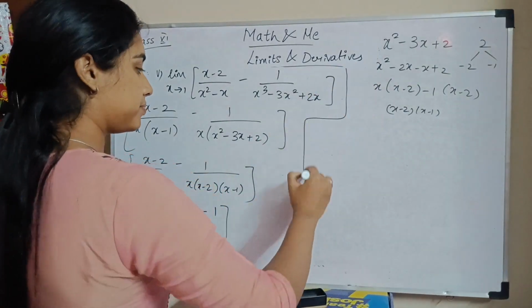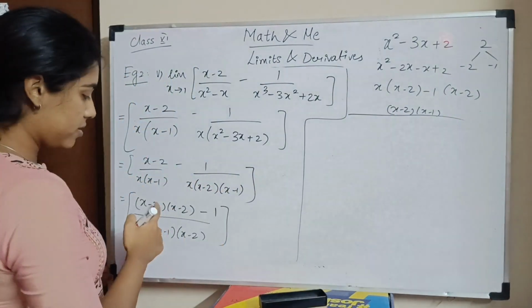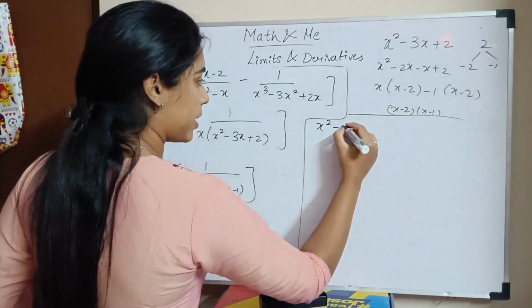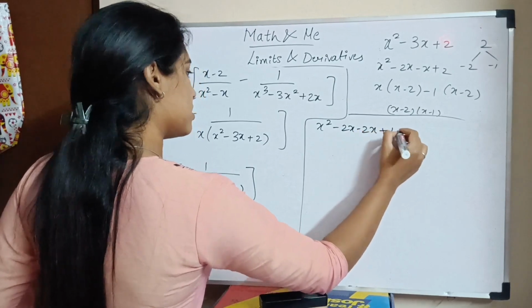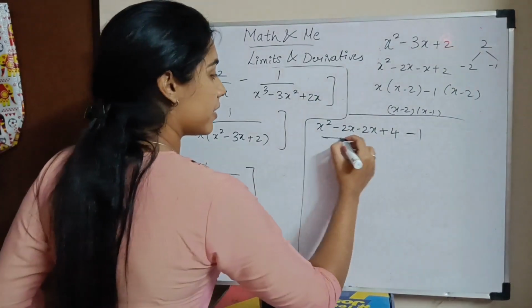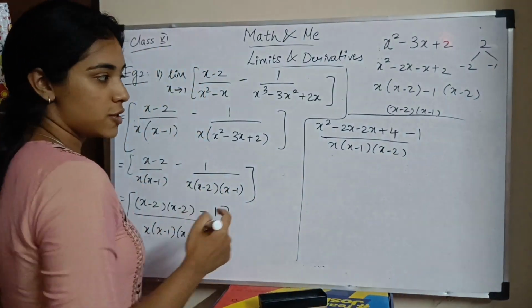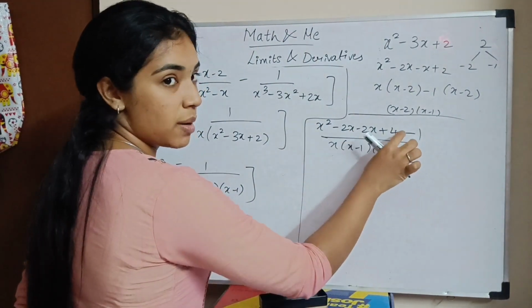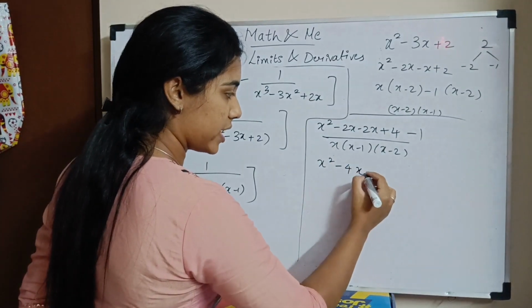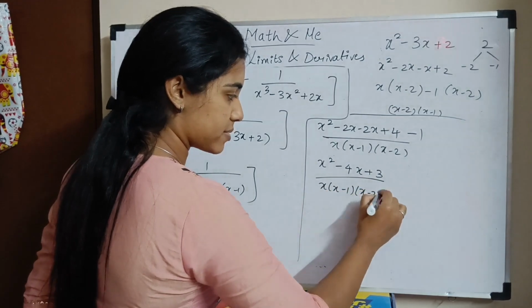So what do you get? x square plus 4 minus 2x minus 2x, so x square minus 2x minus 2x plus 4 minus 1. Don't forget the minus 1, divided by x into x minus 1 into x minus 2. So what do you get? x square minus 4x plus 3; plus 4 minus 1 is plus 3. So what do you get? x square minus 4x plus 3 divided by x into x minus 1 into x minus 2.